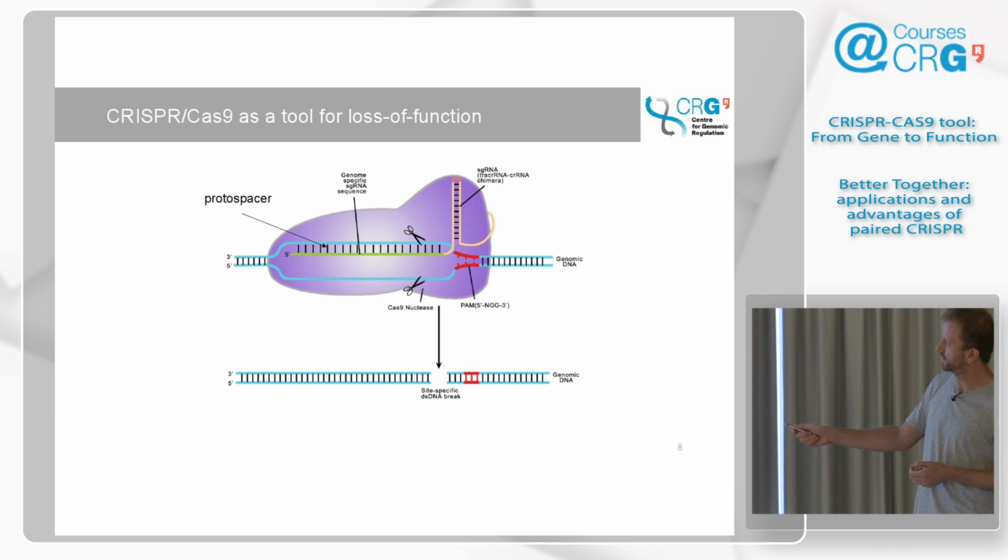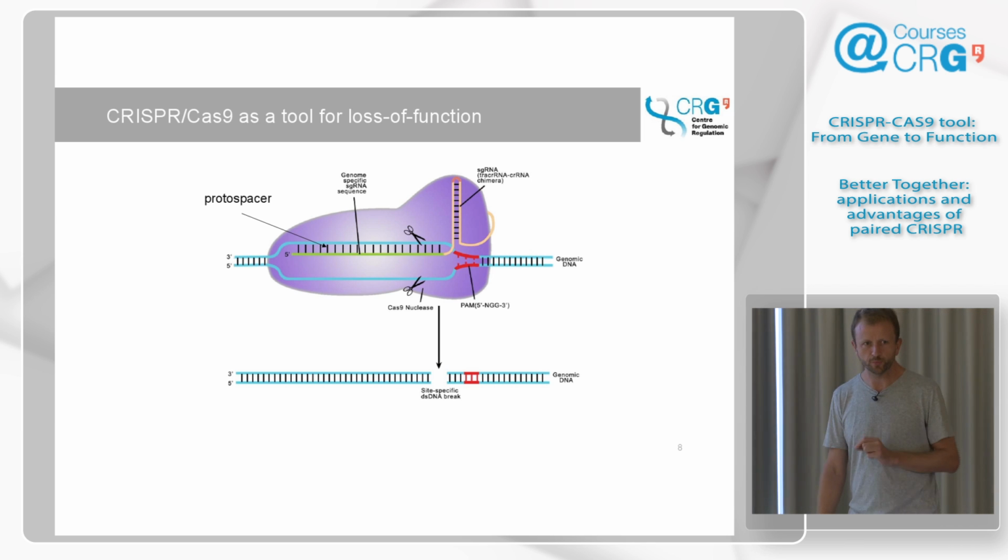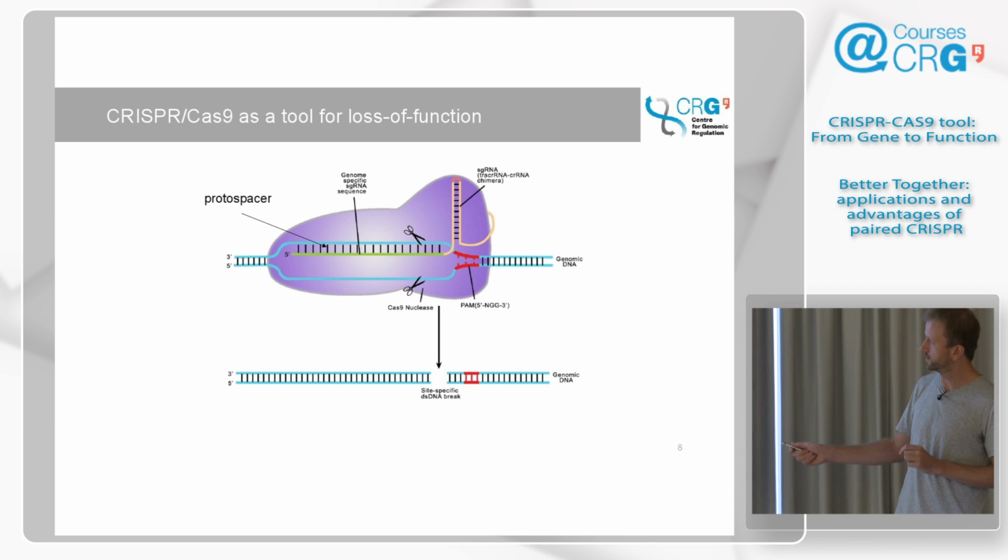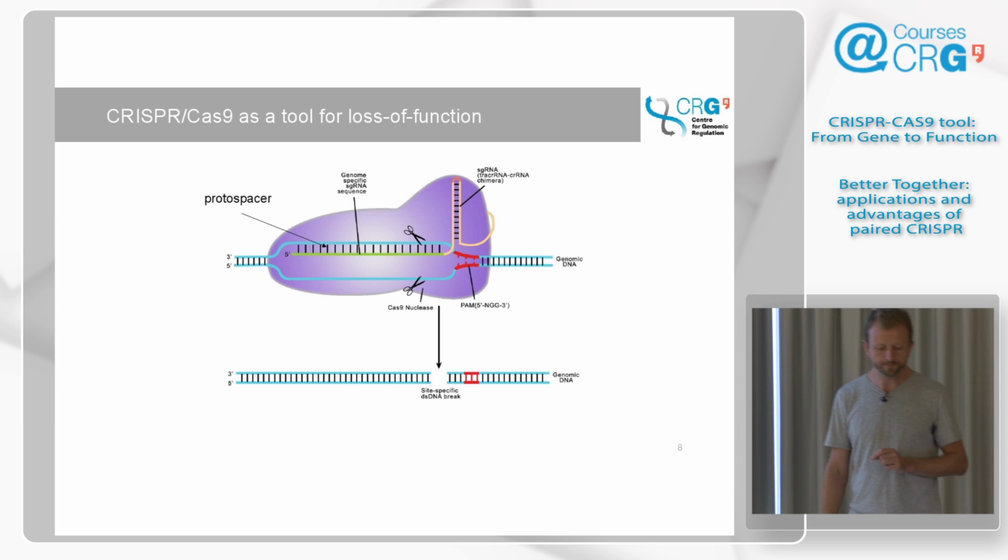And of course, we expect, although it's not always the case, as I'll show you, that the double-stranded DNA break occurs about 3 nucleotides upstream of the PAM sequence.